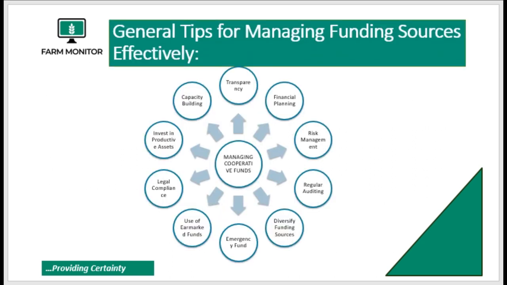These are general tips for managing funding sources for the cooperative. So, number one is transparency. You need to maintain clear financial records, budgets, and reports to keep members and stakeholders informed about how funds are being utilized. Financial planning. Develop a financial plan that outlines your cooperative's short-term and long-term financial goals and how you hope to achieve them.